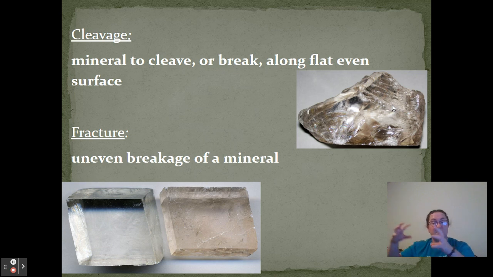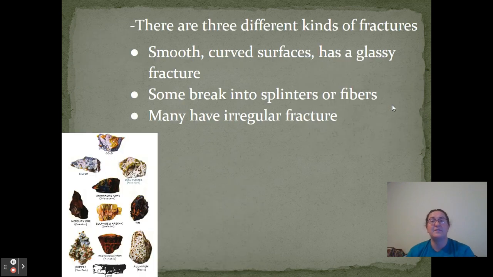These don't have that nice, crisp line like cleavage minerals do. Fracture minerals have some structure, they're able to hold up, but it's not exactly in line. They're slightly all over the place, but they're still connected to make these types of minerals. And there are 3 different kinds of fractures. You've got smooth curved surfaces, which have more of a glassy feature to them. Some break into splinters or fibers, so if you pull it apart, it looks like fiber from plants. Or they're going to be completely irregular, meaning there's no rhyme or reason as to why the minerals break.